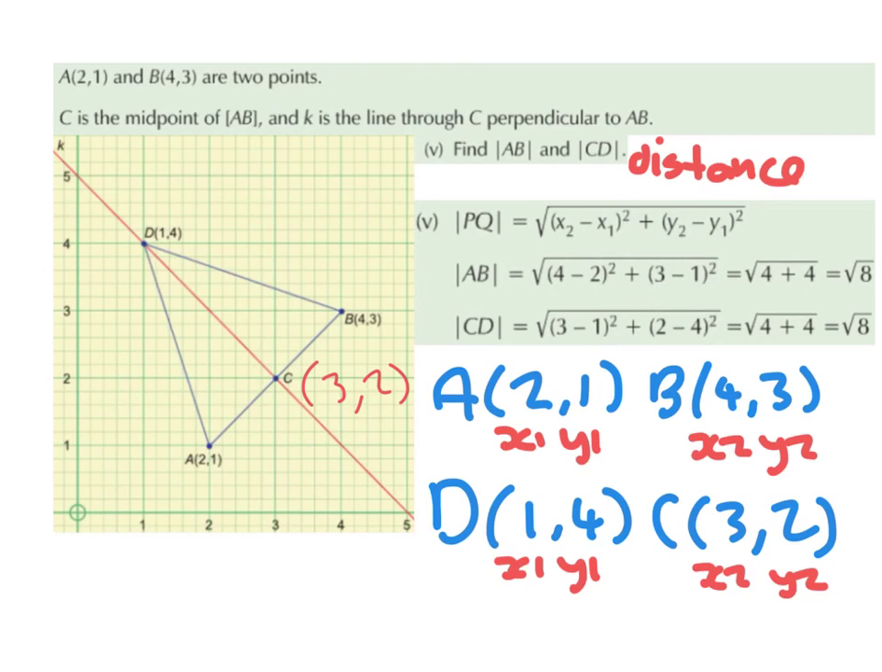3 minus 1 is 2, and 2 squared is 4. 2 minus 4 is minus 2, and minus 2 squared is also 4, because minus 2 squared is minus 2 multiplied by minus 2, which gives us plus 4. 4 plus 4 is 8, so we get the square root of 8. So the distance from C to D is the square root of 8. It just so happens to be the same distance as the line AB.